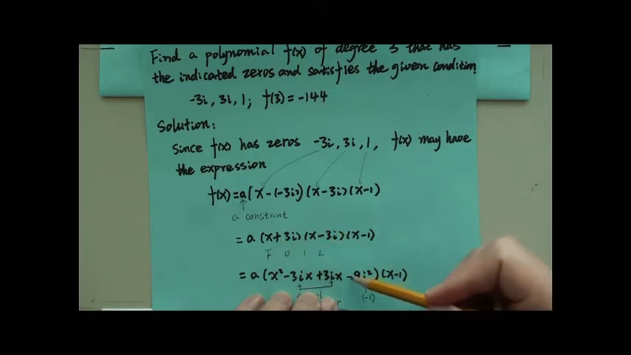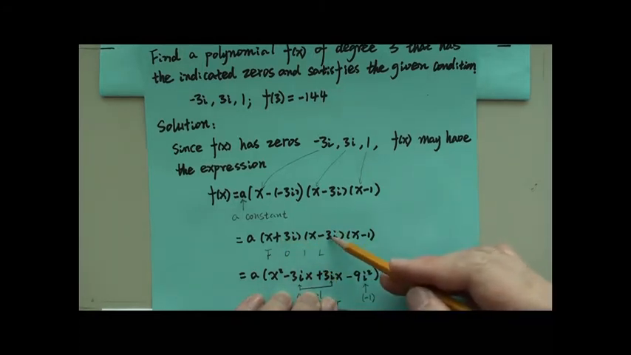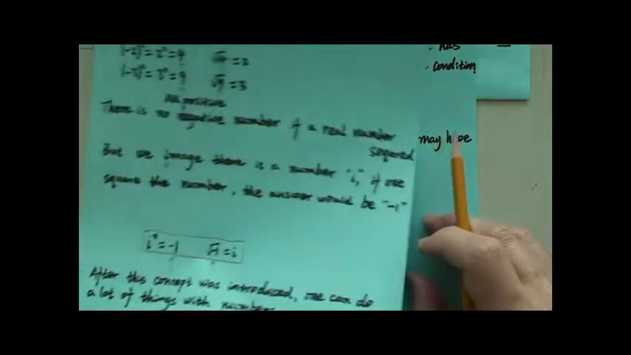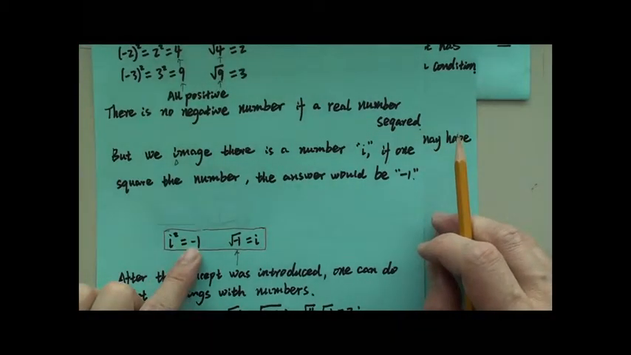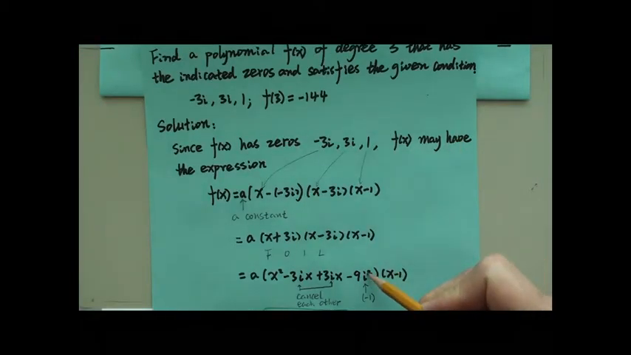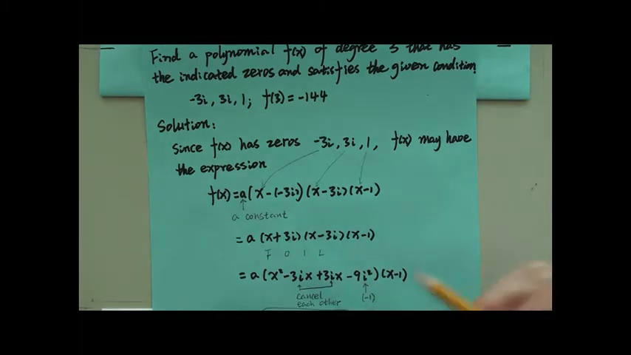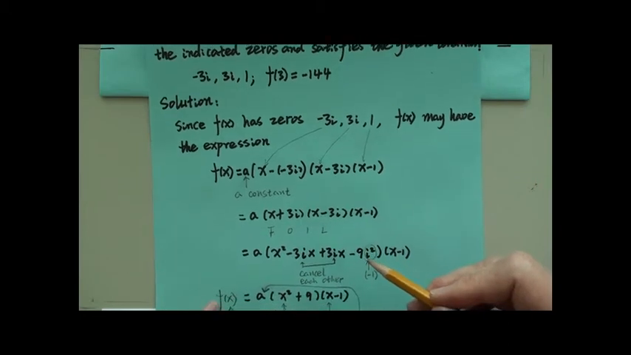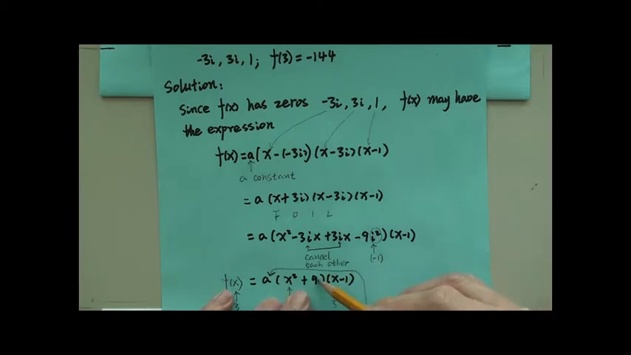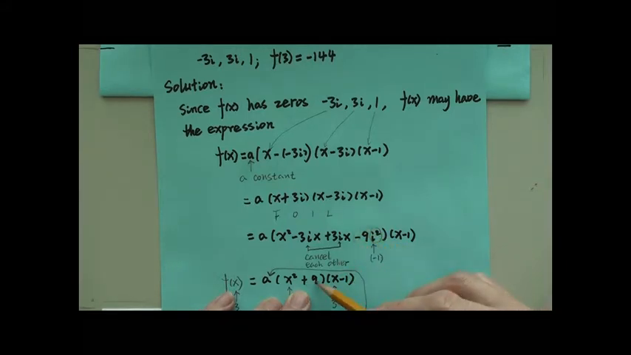Positive negative, again, is negative. 3 times 3 is 9. i squared is what? i squared is negative 1. So, here, i squared is negative 1. Now, remember, you have a negative here, negative 9, and you have negative 1 here, so it's going to be positive 9 now. Okay, so we are clear about this part, positive 9.